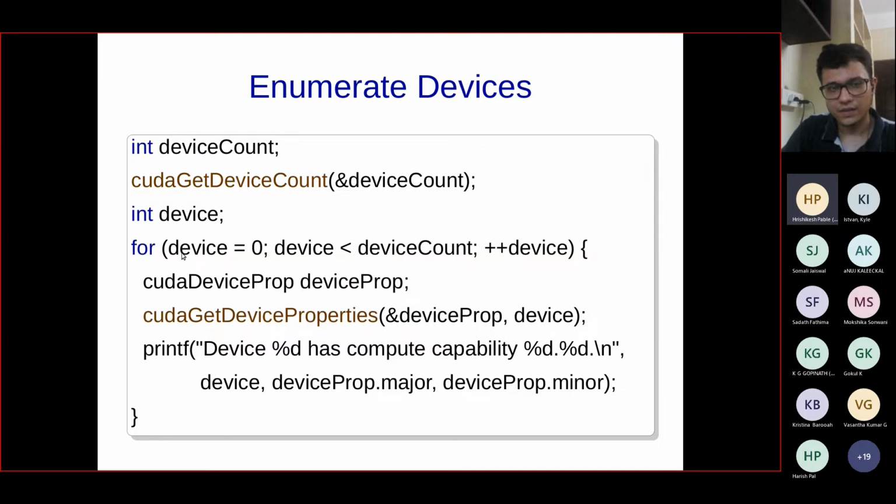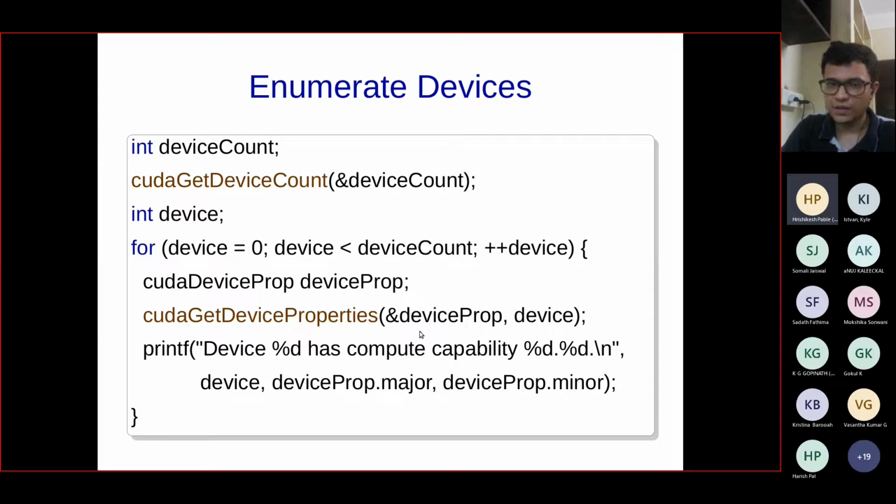And then we are using this variable device as a looping variable, and we are looping for the number of devices that we have on our machine. So from 0 to device count, we are looping, and what we are doing is we are declaring a variable of type cudaDeviceProp, which is nothing but a structure. And once we have declared the variable of that structure type, we are passing it to this cudaGetDeviceProperties, and we are passing the device number to it.